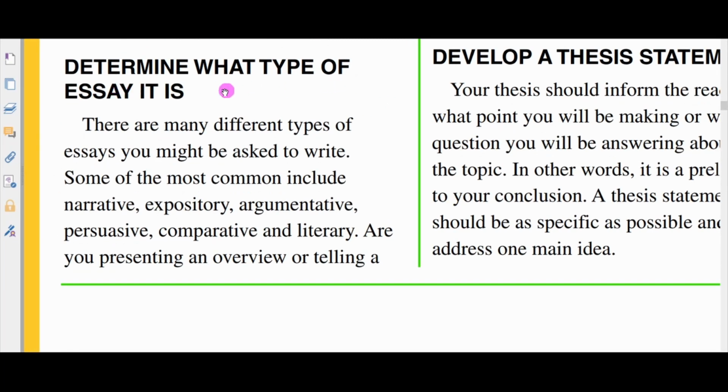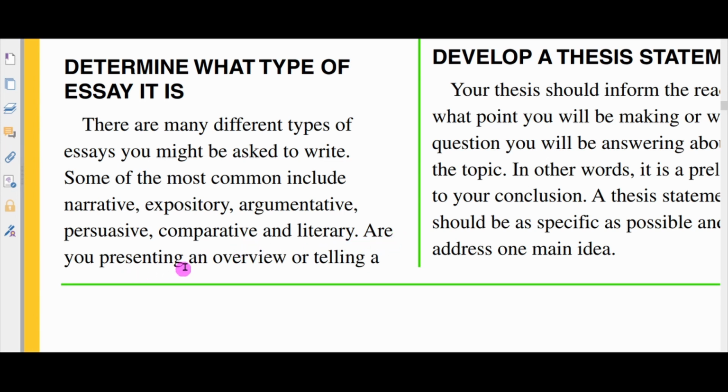Determine what type of essay it is. There are many different types of essays you might be asked to write. Some of the most common include narrative, expository, argumentative, persuasive, comparative, and literary.